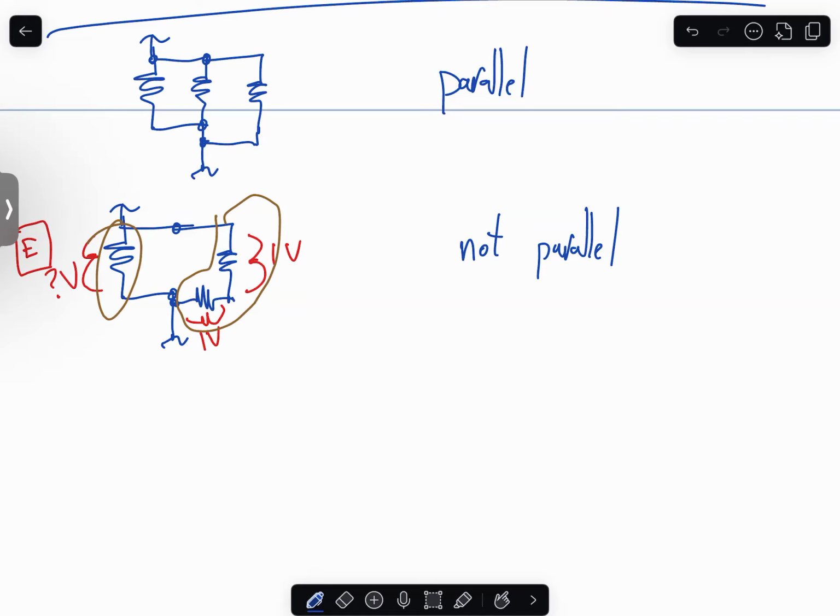Ask me a question. Nope. This guy suffers 2 volts. The top one. If that left guy is 1 volt, the middle guy will have to be 1 volt, and the right guy has to be 1 volt, yes.